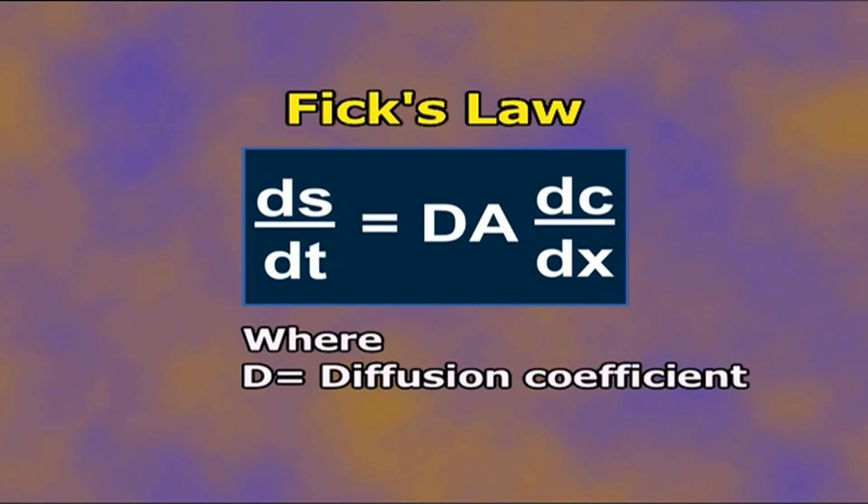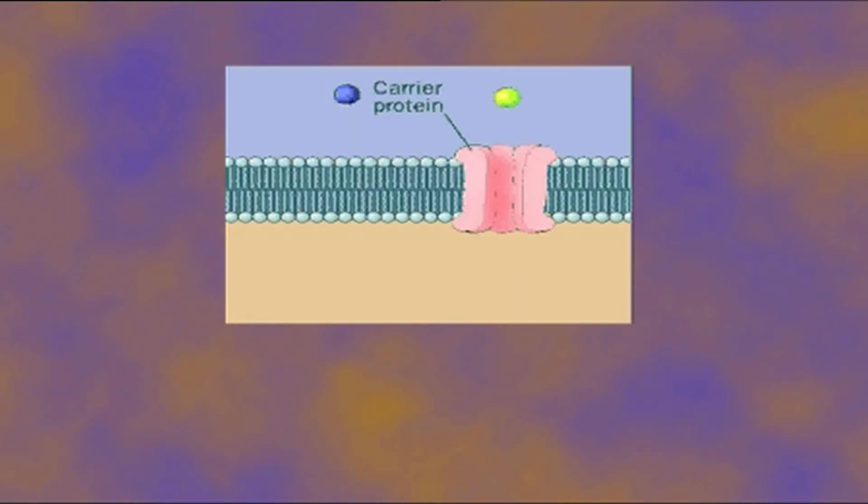The equation can be summarized as dS/dt = D·A·dC/dx, where D is the diffusion coefficient. There are two kinds of arrangement in the plasma membrane for simple diffusion. Number 1, static pores. They form randomly through the lipid bilayer as a result of thermal movement of the acyl phospholipid chains. Hydrophobic molecules like benzene can pass easily through static pores.